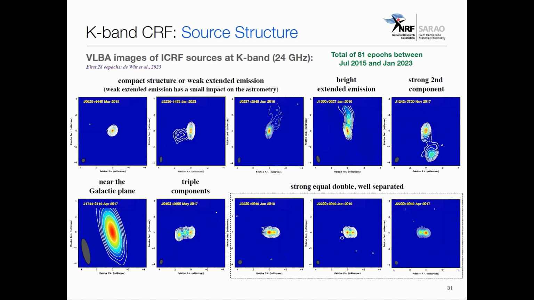and then the absolute worst for celestial reference framework is something like this, where you have the strong equal double. These are the sources we want to avoid. And of course, this is a source near the galactic plane, so we're not detecting it on the longer baselines.